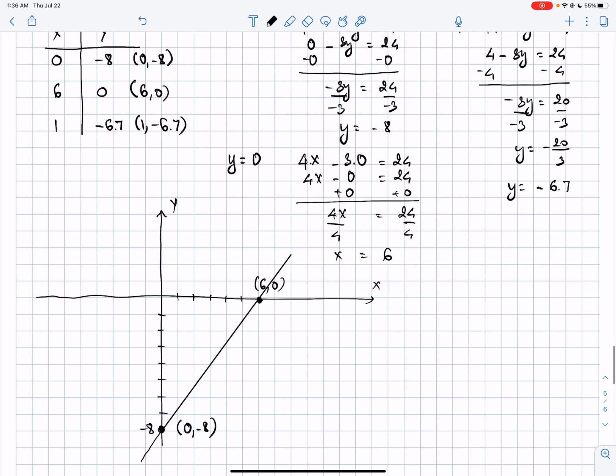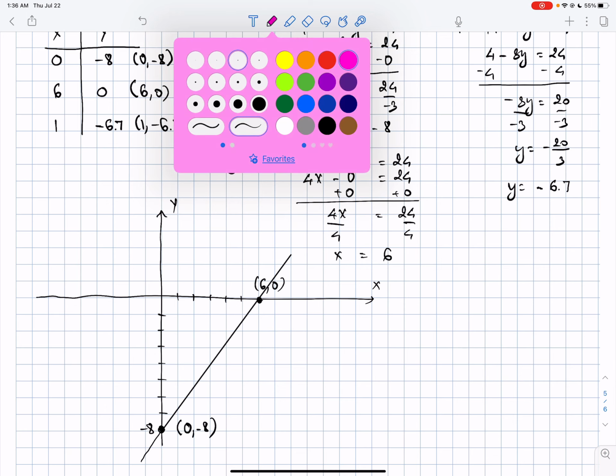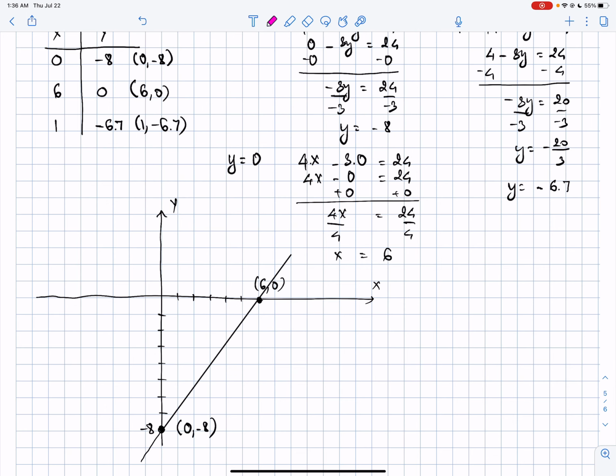Okay, now let's check the third point. We have 1, negative 6.7. So negative 6.7 is about like 6.5, but a little bit more than 6.5. So let's look at this point. We have 1, negative 6.7, and that point is on the graph. So as I told you before, when we make the 3 points, we will make sure that the 3 points will form a line.